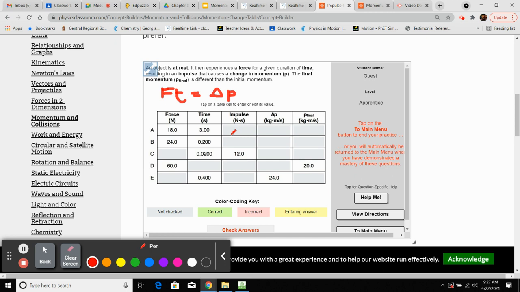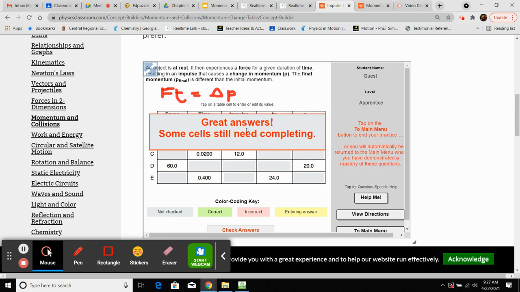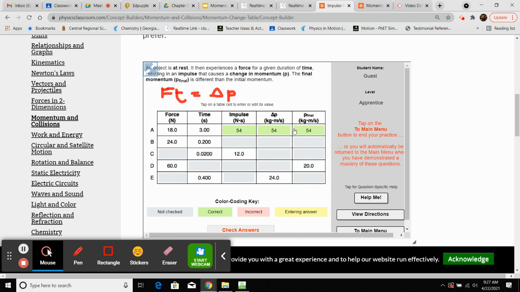So then what I can do here is, let's see, 54. If my impulse is 54, what did I change my momentum by? 54, they're the same. If my initial momentum was 0 and I changed it by 54, it should be 54. Now let's check answers. They should all light up green if they're correct. Great. Okay, what about the next one?